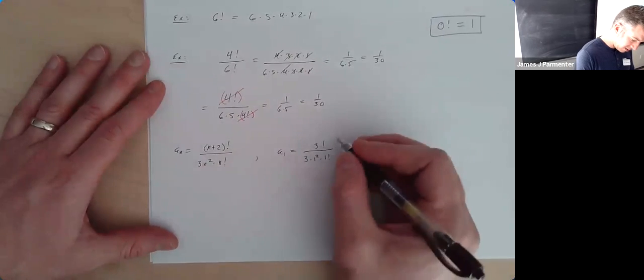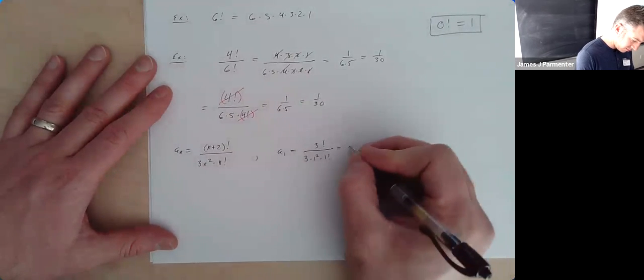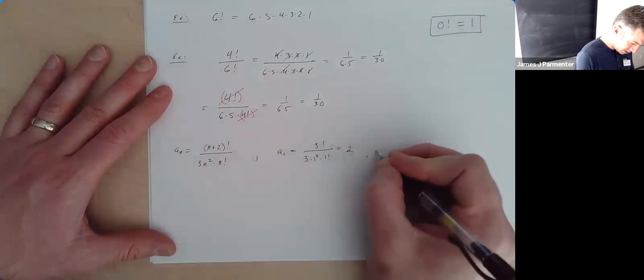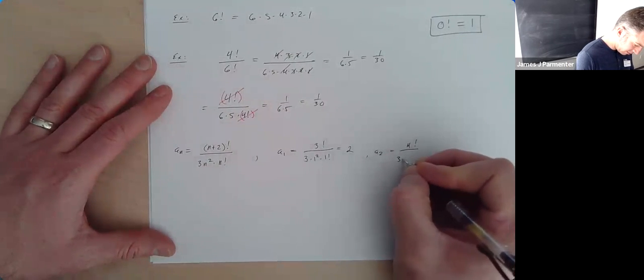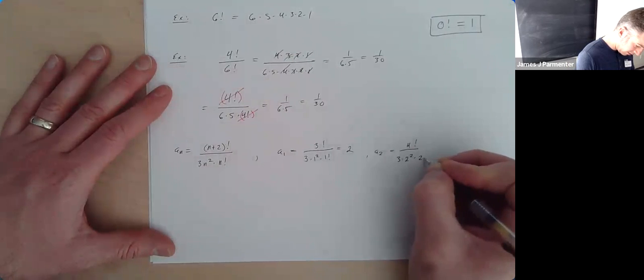So here, if we do this, 3 factorial is 6. 6 divided by 3 is 2. And then a sub 2 is going to be 4 factorial over 3 times 2 squared times 2 factorial.